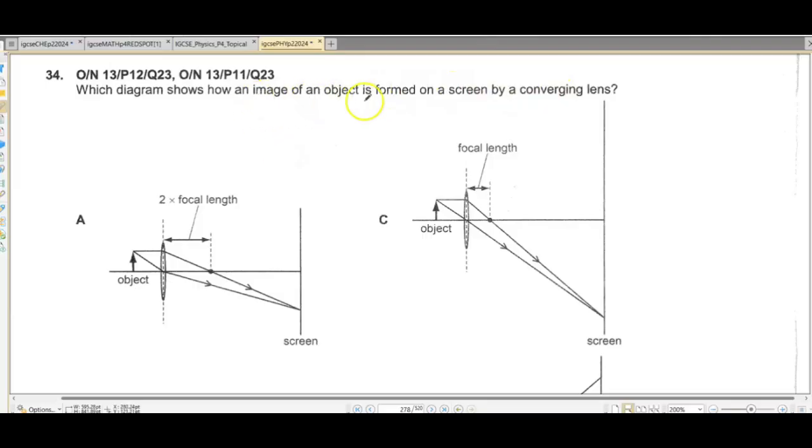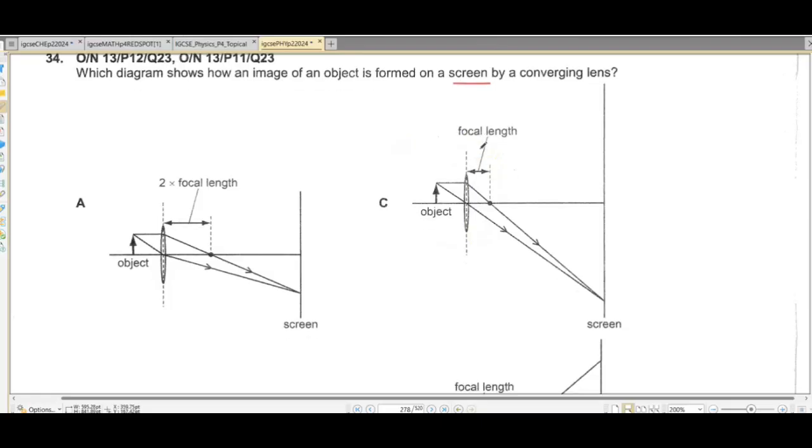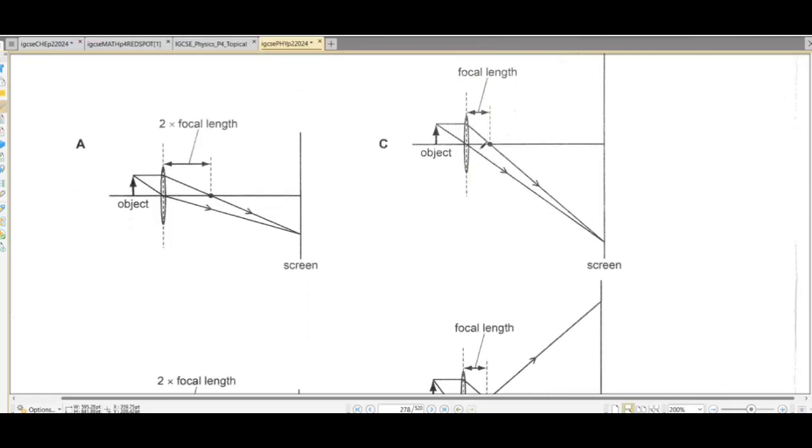So if an image of an object is formed on the screen, it is going to be a real image. So we are going to look at our ray diagrams and see what we can find. We know that for a magnifying glass, the image is not real, it is virtual, and for that case the object is placed between the optical center of the lens and the focal length of the lens. So let's look at the options.